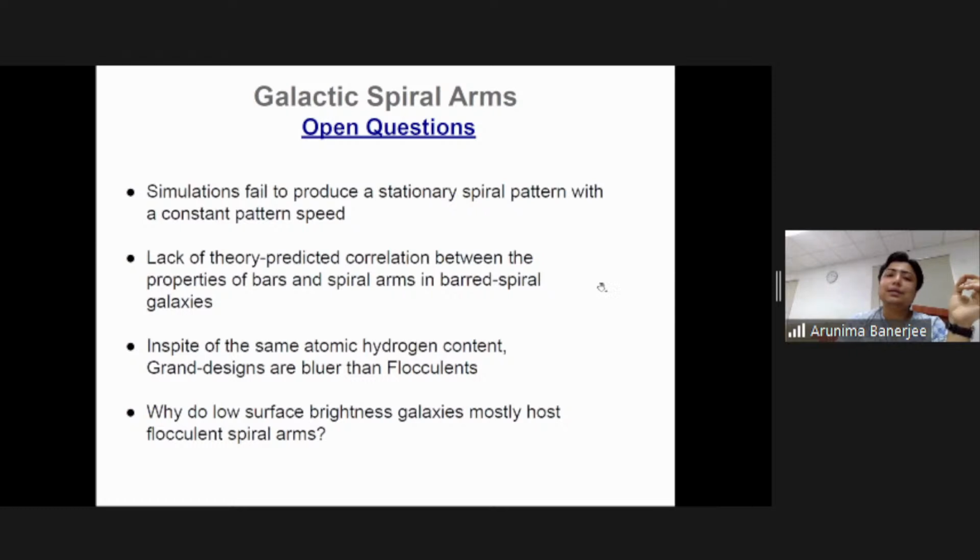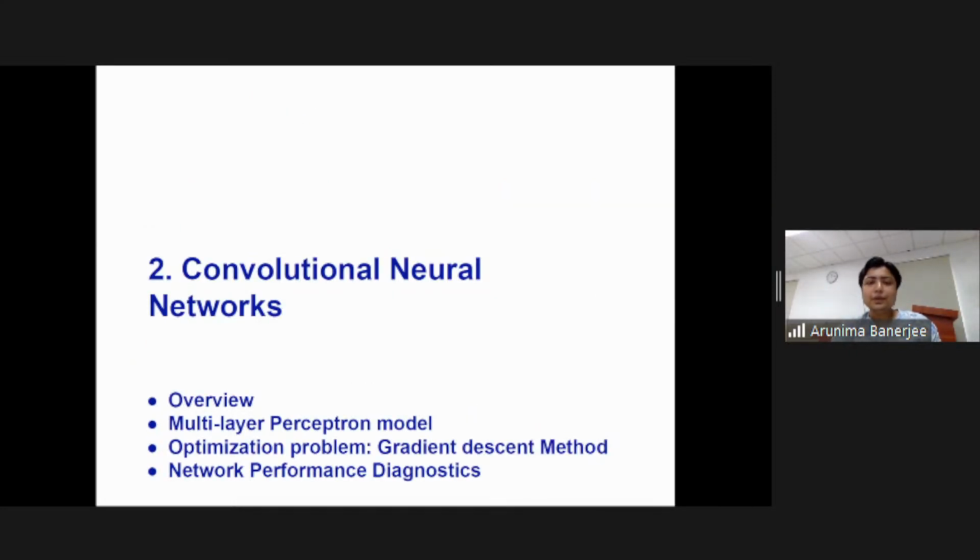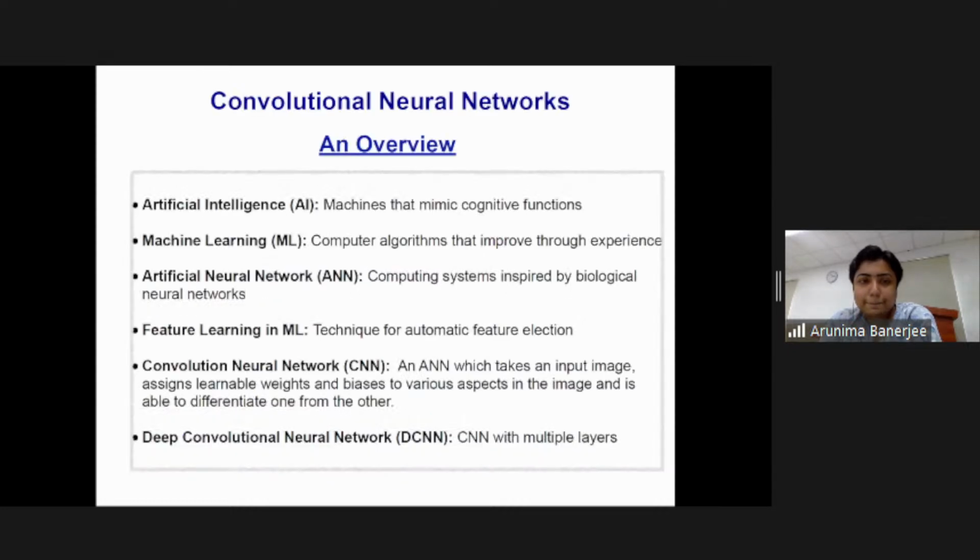And that is the reason we thought of developing a neural network. So, what is a convolutional neural network? I'm sure you attended yesterday's talk by Dr. Shilu Abraham. She may have already given you some understanding as to what machine learning is and what convolutional neural networks are. But let me go through this very quickly and come to what we have done in this context.